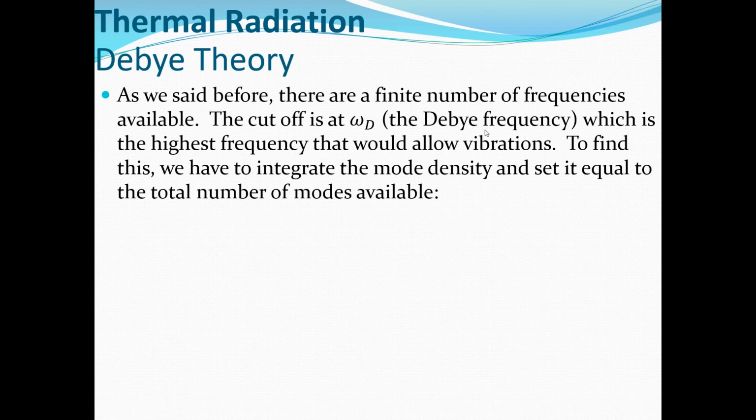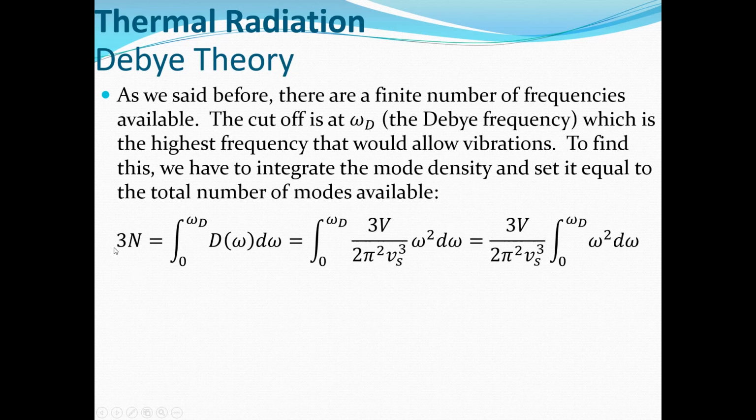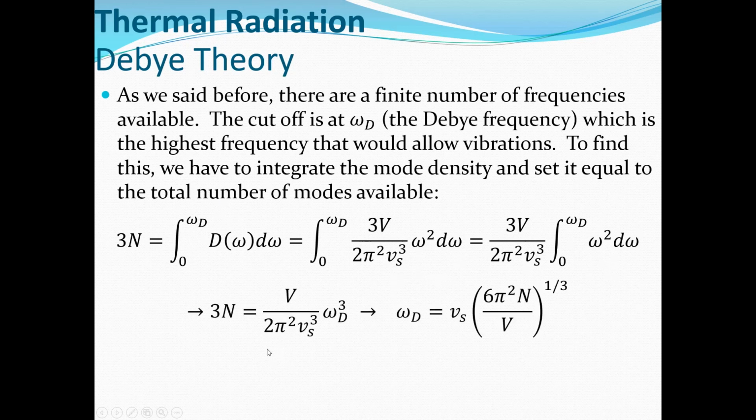All right. So the way we're going to figure this out is by integrating the density of the modes, and then we're going to set it equal to the total number of modes that are available. So we know that the total number is equal to 3N. So we integrate the mode density, going from 0 to our cutoff frequency. So we end up getting this. This integrates to this term, just omega cubed, getting rid of that 3 over there. And then we just solve for omega, the Debye frequency.